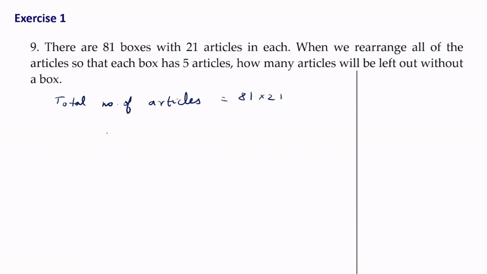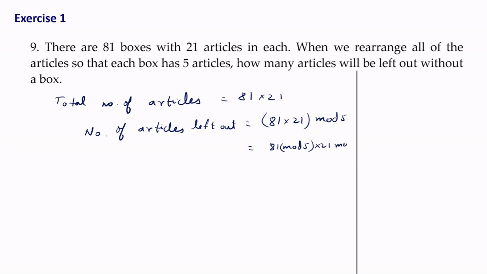So the number of articles that will be left out will be given by 81 into 21 mod 5. So it is 81 mod 5 into 21 mod 5, mod 5.